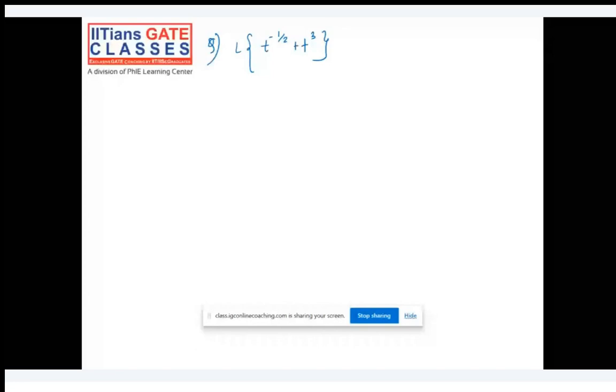Root pi by s plus 6 by s power 4. Yes, correct. Root pi by s raised to the power 1 by 2 plus 6 by s raised to the power 4 is the correct answer.